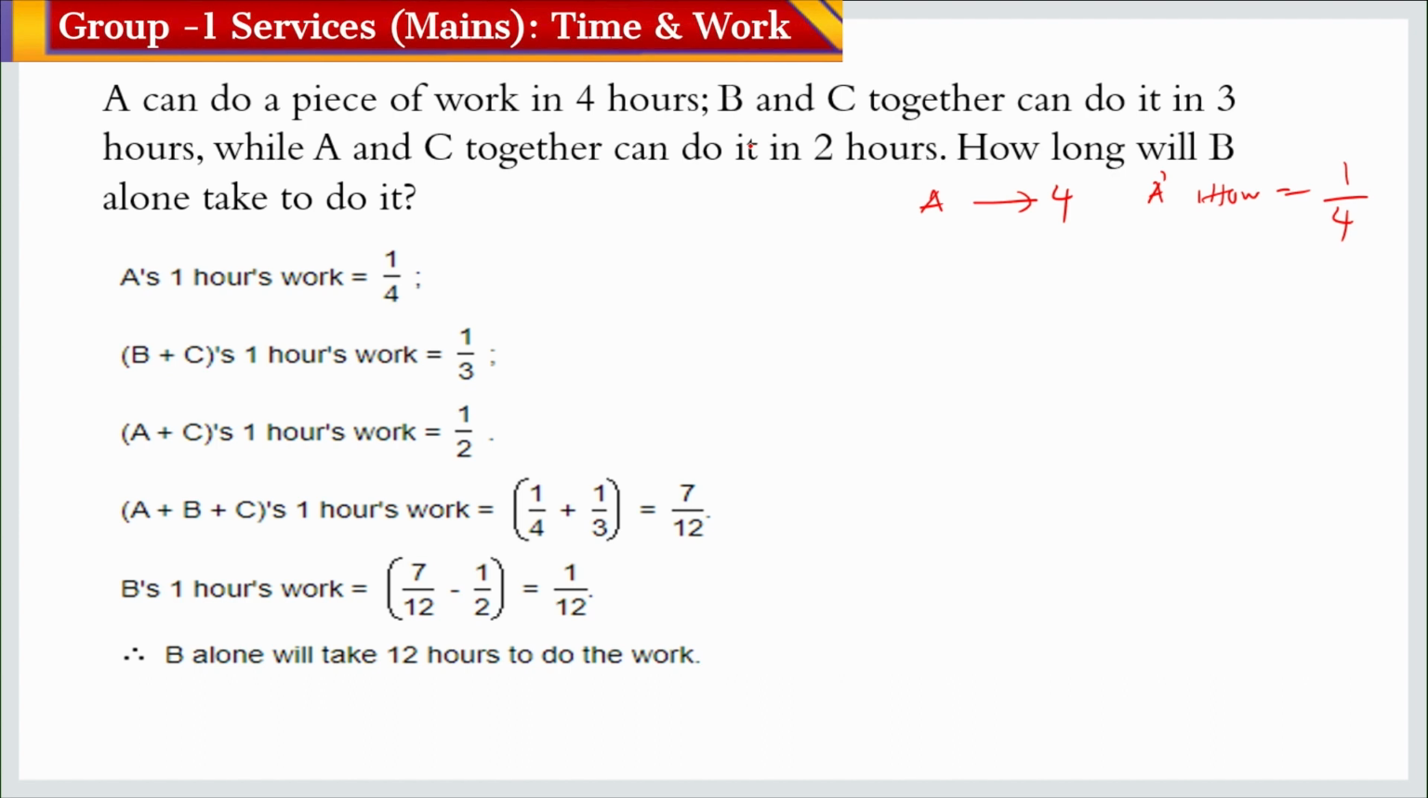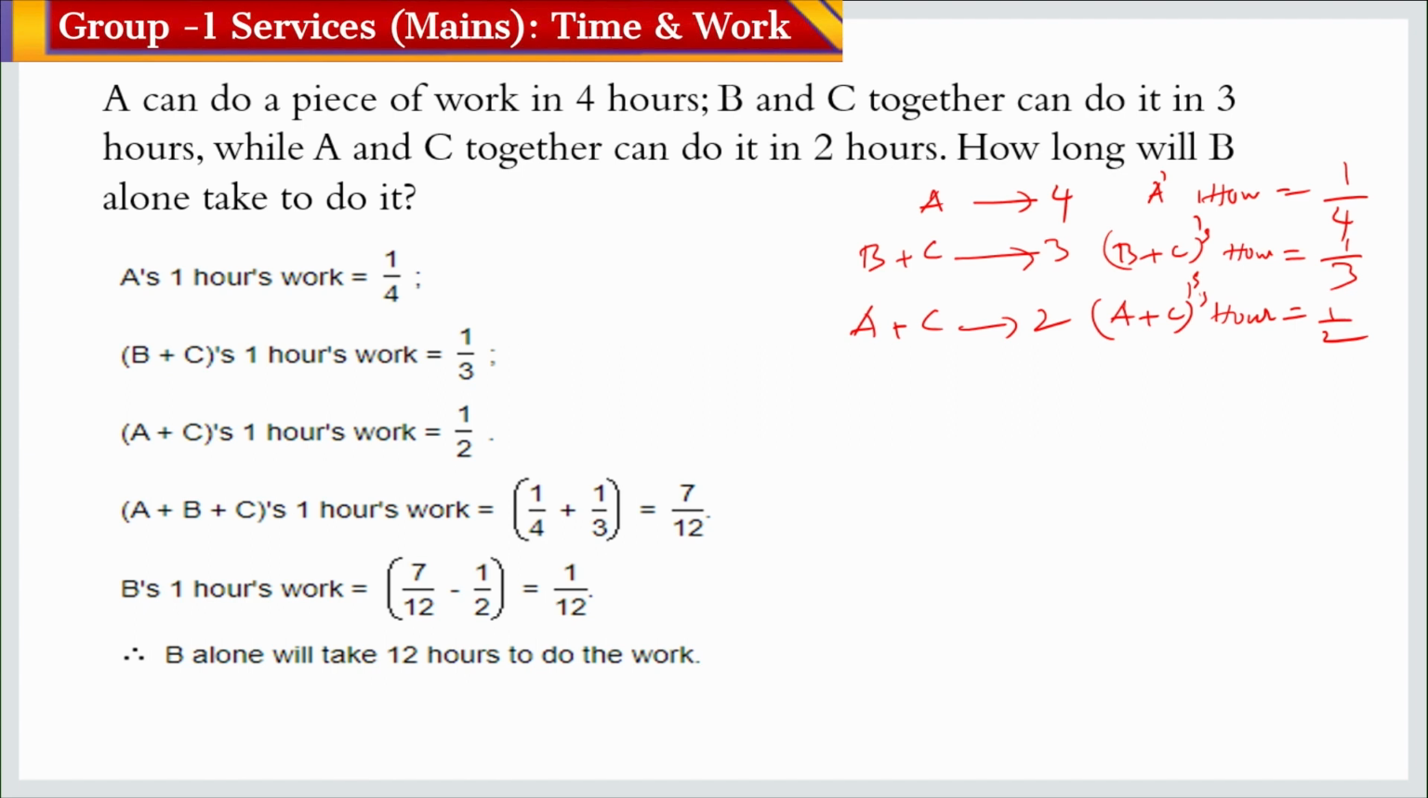And B and C together can do it in 3 hours, means B plus C can do the work in 3 hours. So B plus C's 1 hour work is how much? 1 by 3. A and C together can do the work in 2 hours. A plus C can do the work in 2 hours. What is A plus C's work in 1 hour? It is 1 by 2.